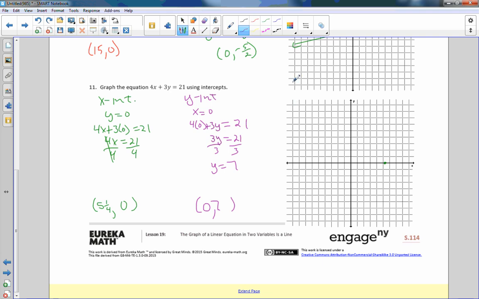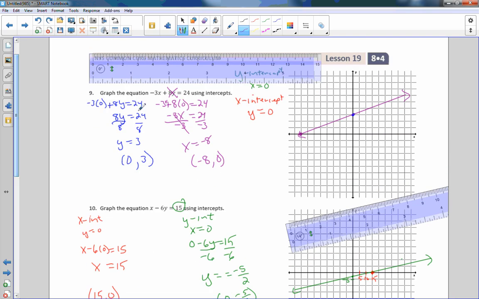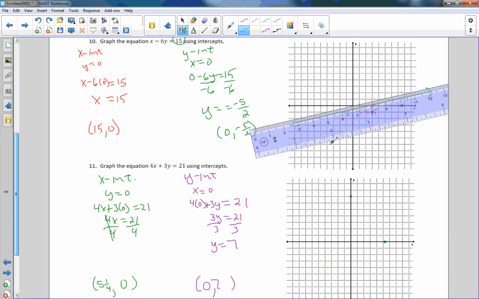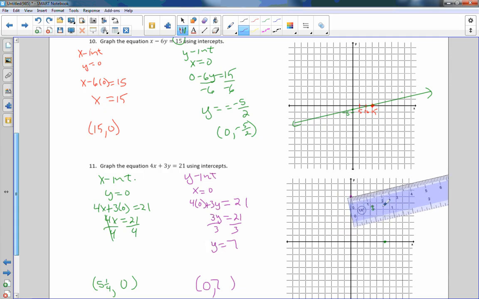So then I graph that point: over 0, up 1, 2, 3, 4, 5, 6, 7 is right here. And then I go get my ruler that I deleted, and now it's at the top. Oh, no, there's still one here, so I have 2 rulers. Okay. And I'm going to bring this down to 0. Rotate, and draw my line. And there is a line going through those 2 points. I'm off a little bit, but you get the idea. So there is the line of the equation 4x plus 3y equals 21.